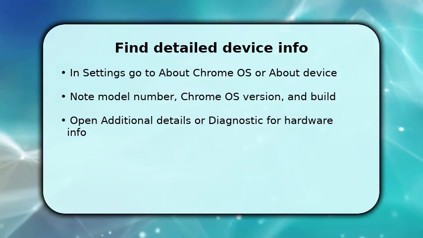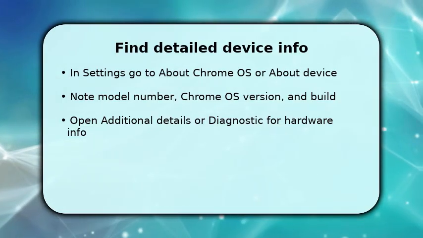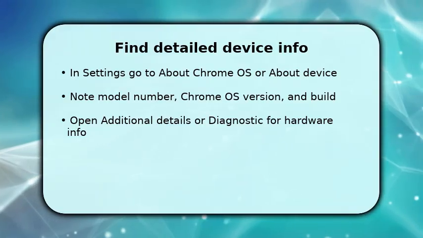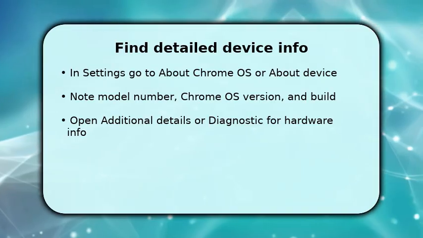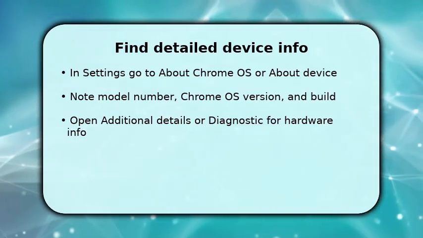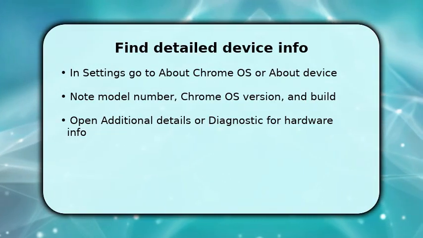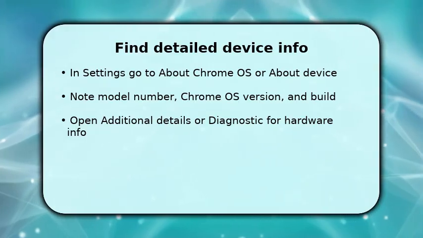Write or screenshot these identifiers because they tie to specifications. Make sure to open additional details or diagnostics to view CPU, RAM, and serial number. These confirm exact SKU and help with support, upgrades, or spare parts decisions.